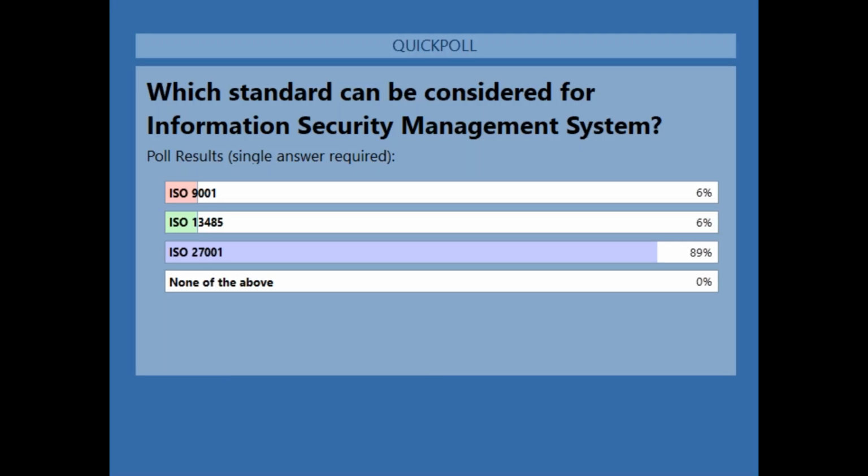Yeah, so we have a very aware audience. As we said, the information security management system standard is ISO 27001.